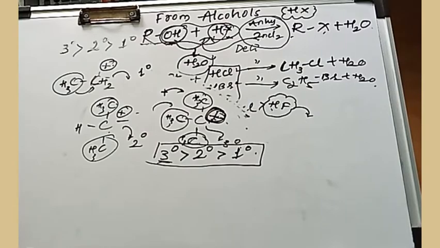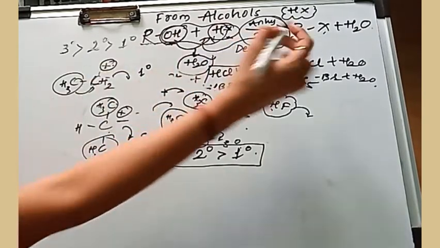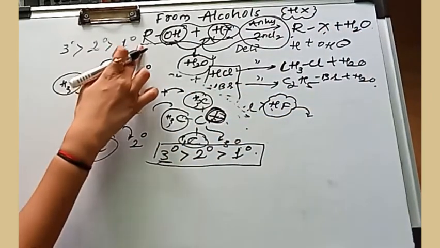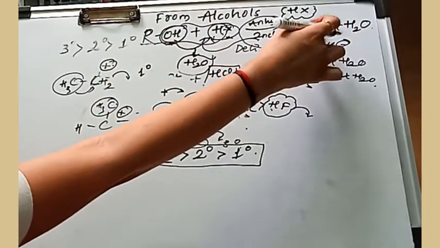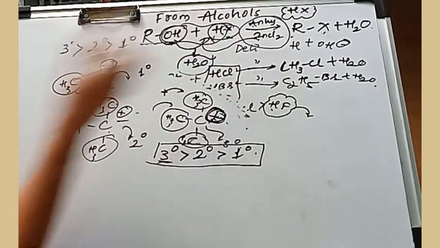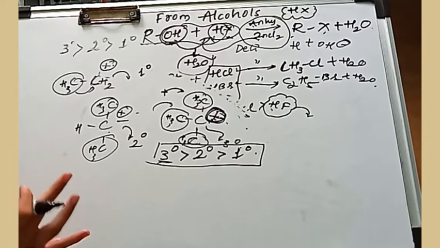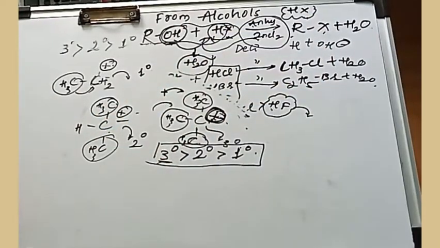If I use the hydrous condition, what happens is that H plus and OH minus will be formed again. The moment this R plus is formed, it will combine with this OH and form the alcohol itself again. In order to avoid the formation of alcohol again, we are using anhydrous zinc chloride. This is how we prepare haloalkanes by using HX.